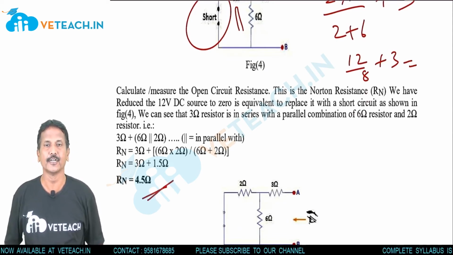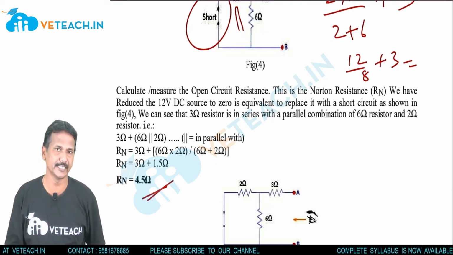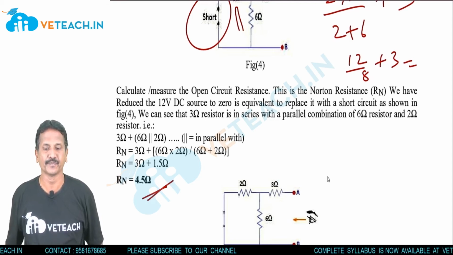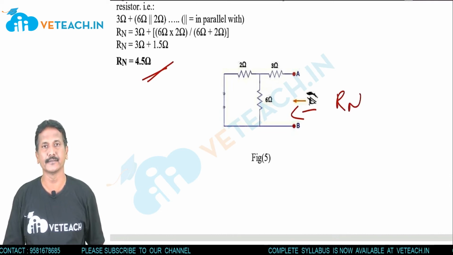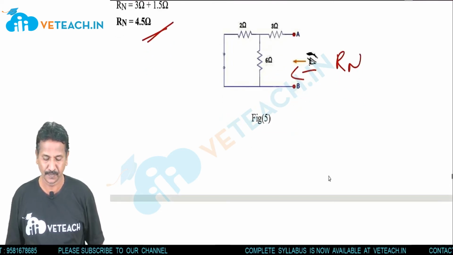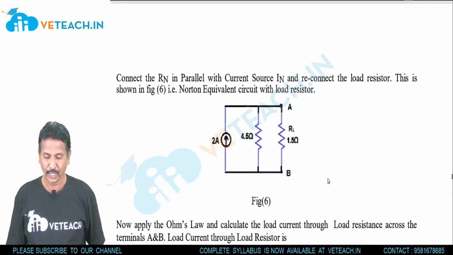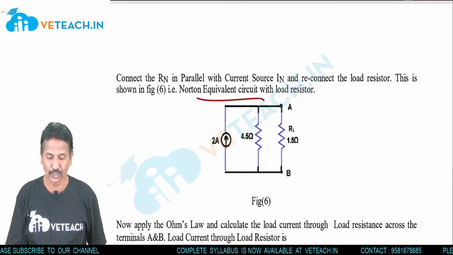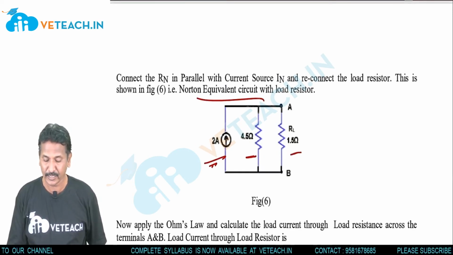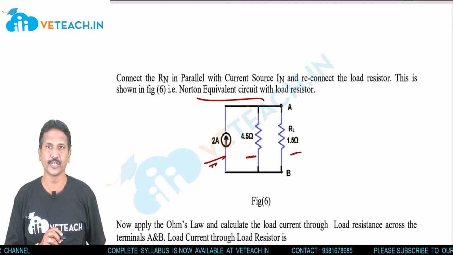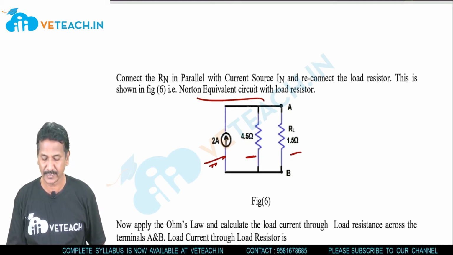Which value is it? 3 resistances making into 1 resistance value. That resistance value we call Norton's resistance. So that is 4.5. Okay students, so like this you have to find the RN. This is the circuit diagram to find the RN value. Here the source is short circuited. Okay, now this is the equivalent circuit diagram. So the current source is in parallel with the RN across the load resistance. How much? 2 amps, 4.5 ohms and also the 1.5.